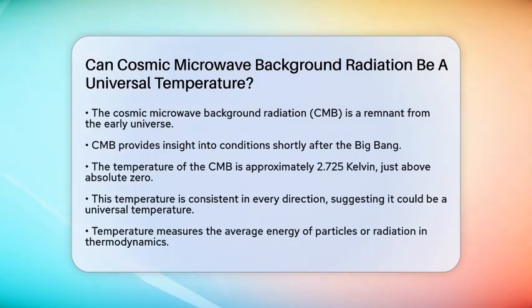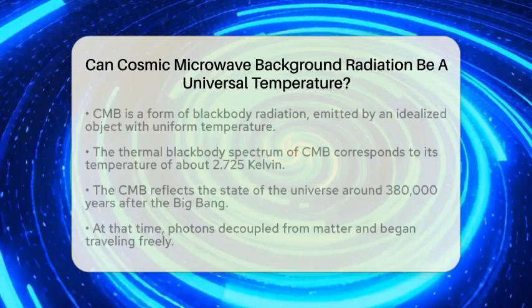It provides a fascinating glimpse into the conditions that existed shortly after the Big Bang. The temperature of the CMB is approximately 2.725 Kelvin, which is just above absolute zero. This temperature is not random. It is remarkably consistent in every direction we look in the sky. This uniformity makes it a strong candidate for being considered a universal temperature.